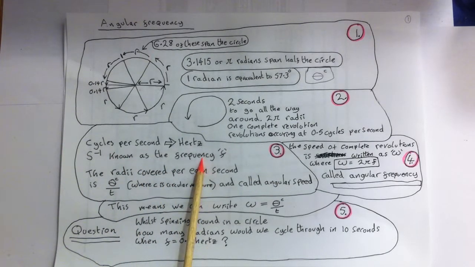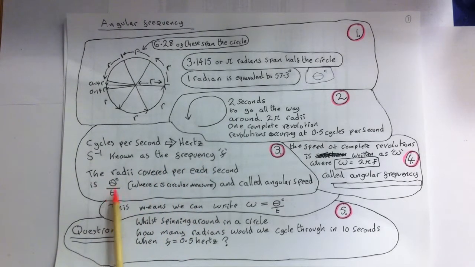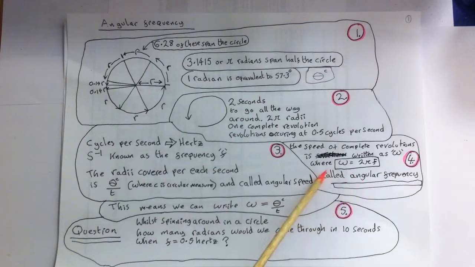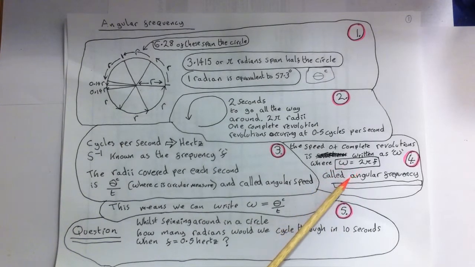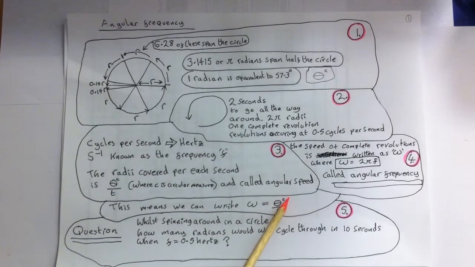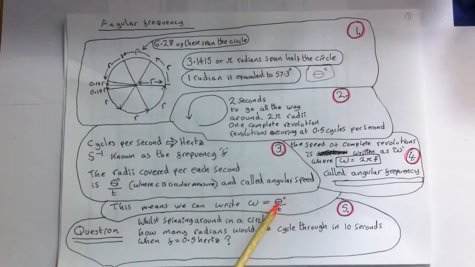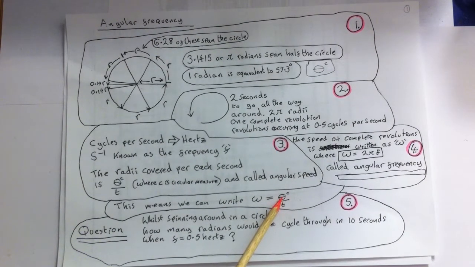The radians covered per each second is phi over t, radians over t, and that's called the angular speed. The angular speed of revolutions of circles is written as omega, where omega equals 2 pi f, which is 2 pi radians per cycle times the number of cycles per second. This is called angular frequency. This means we can write omega as phi over t, and that, as I said, is known as angular frequency.